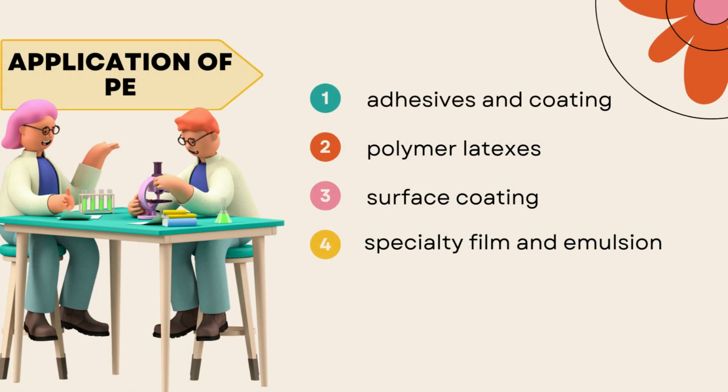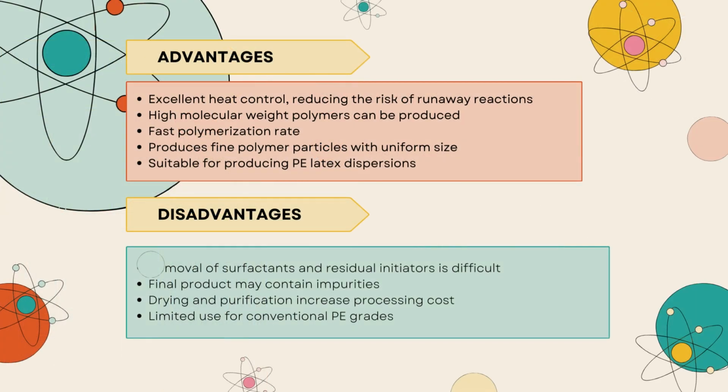Then we go to the next slide. We have advantages and disadvantages of emulsion polymerization. For the advantages, it has excellent heat control, reducing the risk of runaway reaction. High molecular weight polymer can be produced. It has a fast polymerization rate. It produces fine polymer particles with uniform size, and it is suitable for producing PE latex dispersion.